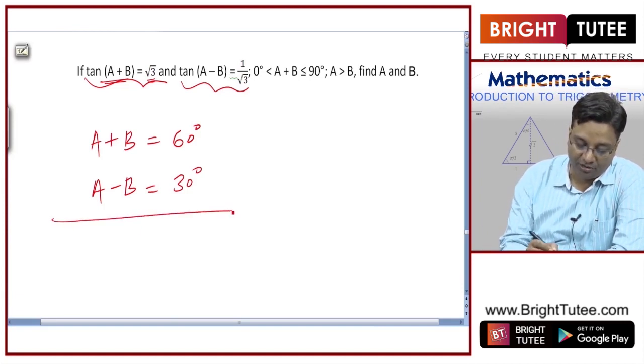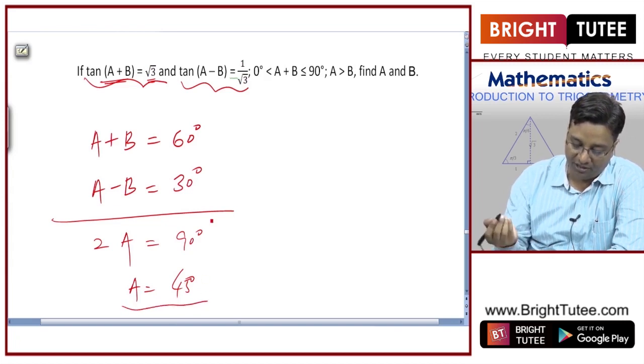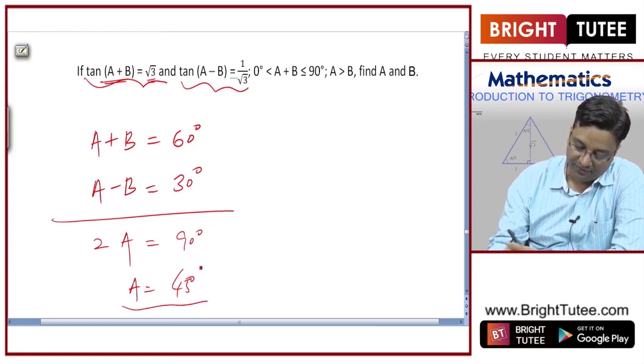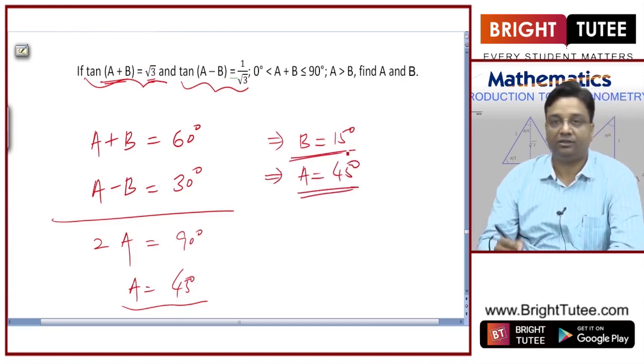So let's add these two equations. We will get 2a is equal to 90 degrees. So a is equal to 45 degrees. And put this value of a in any of these equations, you will find that the value of b is equal to 15 degrees, right? So a is 45 degrees and b is 15 degrees. So this is your answer.